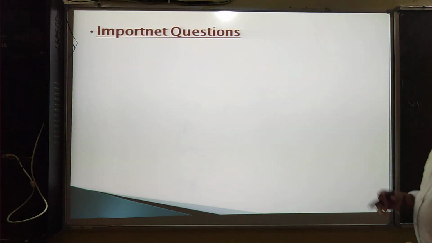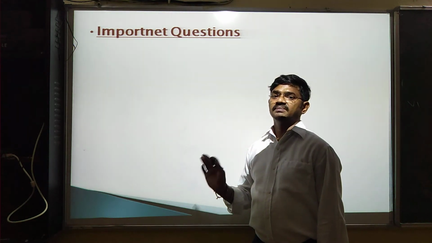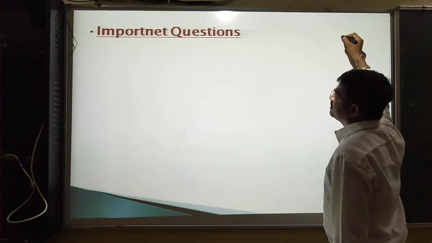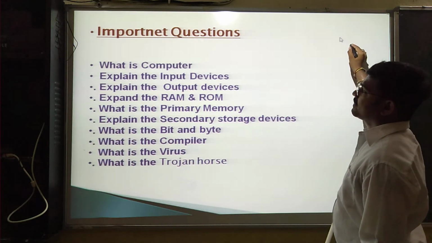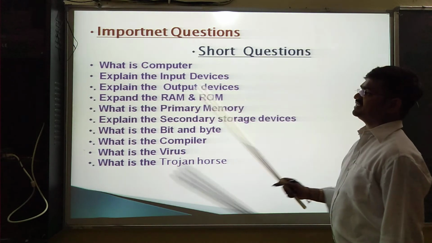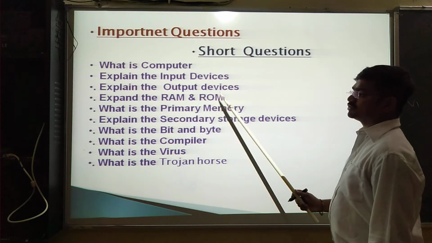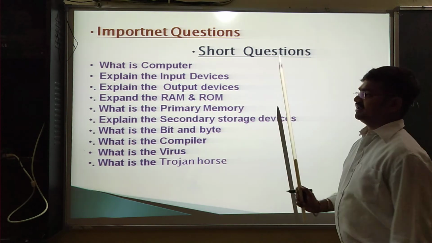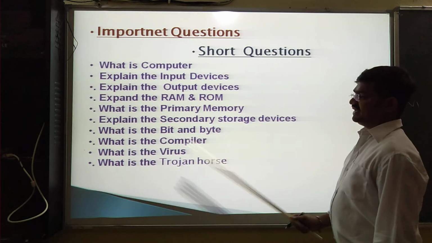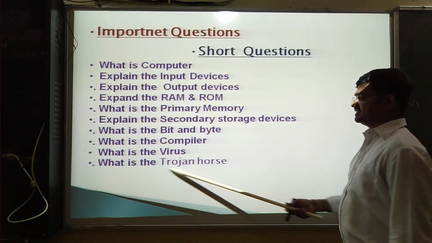Then, thank you students. Now you have completed the first unit, fundamentals of computers. So now I will give you some important short questions. You should write them down. First one, what is the computer? Explain the input devices. Explain the output devices. Expand the RAM and ROM. What is the primary memory? Explain the secondary storage devices. What is the bit and byte? What is the compiler? What is the virus? What is the Trojan horse?